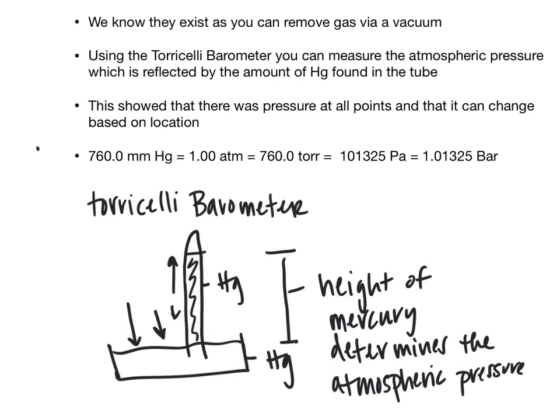So here are several units of pressure. 760 millimeters of mercury is equal to 1.00 atmosphere, which is equal to 760.0 torr, which equals 101,325 Pascal, or it equals 1.01325 bar. These are all just different units. So you can think back to how we can convert units, and we'll do that frequently in this chapter using these different units of pressure.